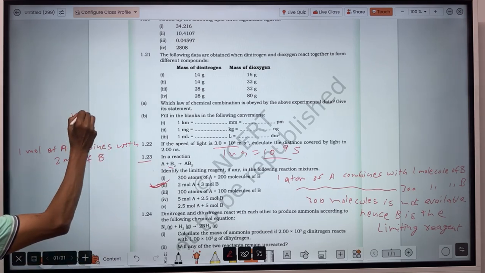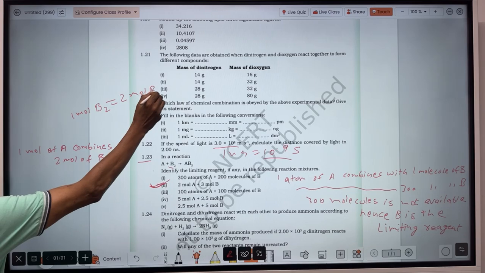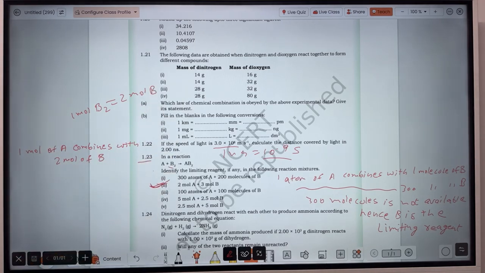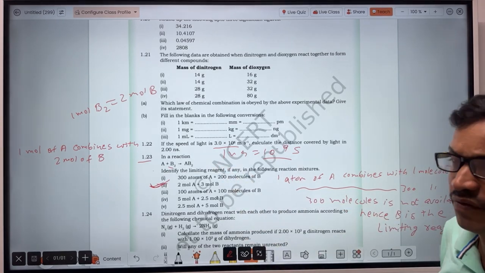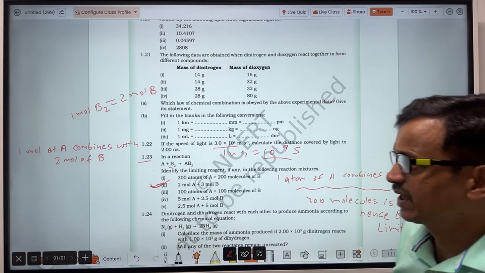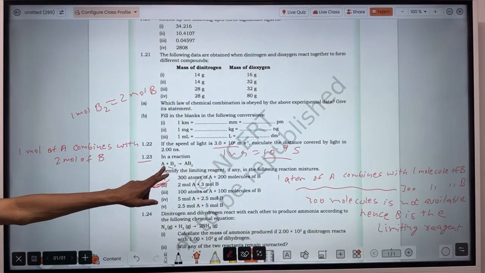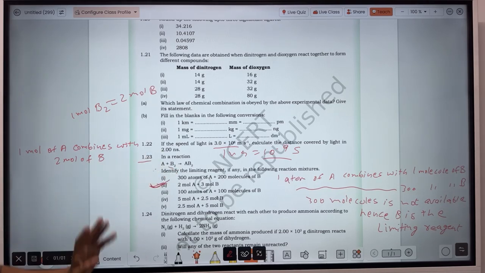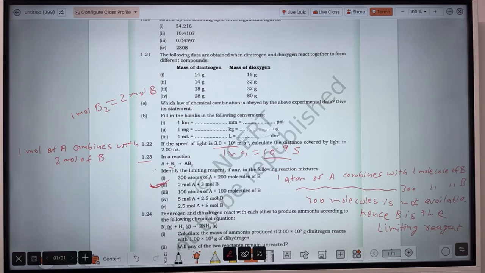Because here 1 mole of B2 will equal 2 mole of B, because 1 molecule of B2 contains 2 atoms of B. So that's why 1 mole B2 equals 2 mole B. So here, 1 atom of A reacts with 1 molecule of B2, means 1 atom of A combines with 2 atoms of B. So that's why 1 mole of A combines with 2 mole of B.